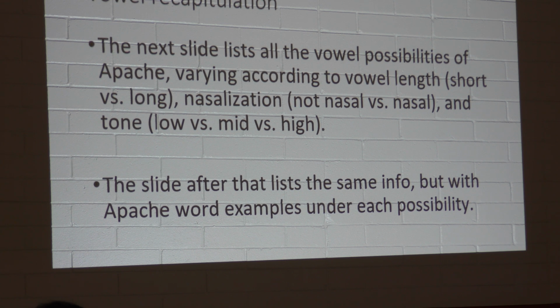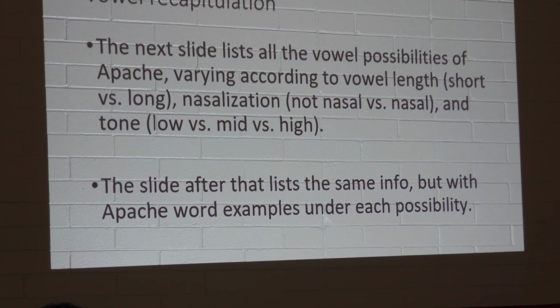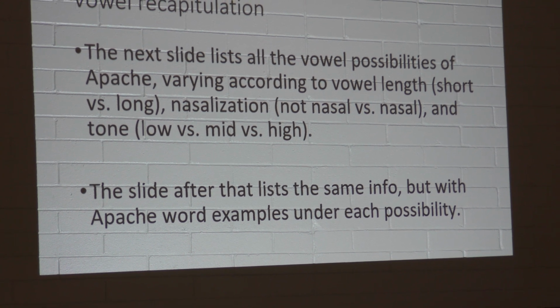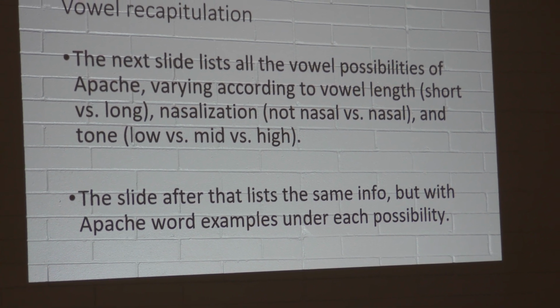So vowels. The next slide lists all the vowel possibilities of Apache varying according to vowel length, short versus long, nasalization, and the tone. The slide after this lists the same info, but with the Apache word examples under each possibility.